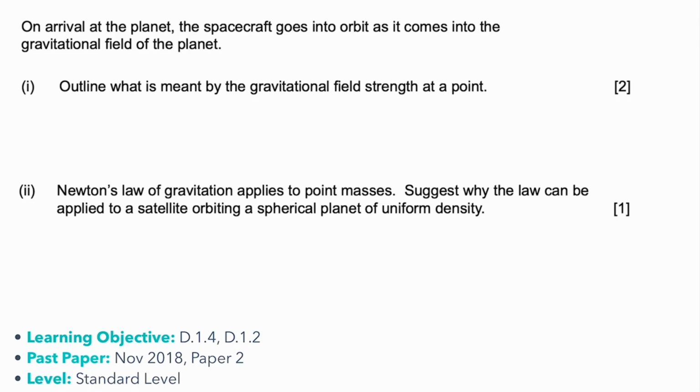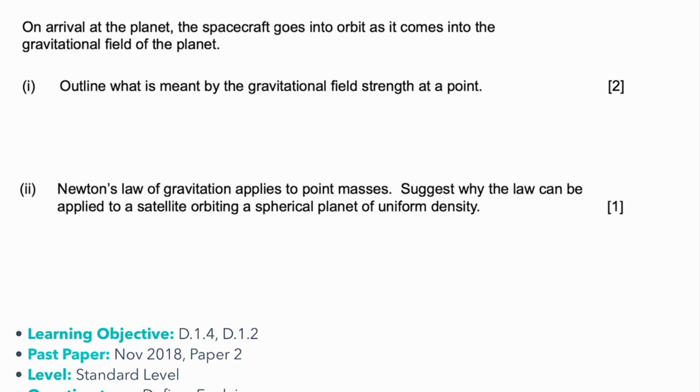The gravitational field strength at a point is the gravitational force per unit mass on a small test mass. And why is it important to have a test mass? Well, a test mass is one where the gravitational field strength felt by the test mass, or created by the test mass, is negligible.